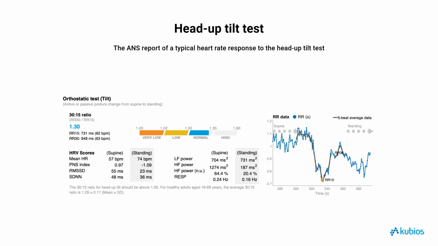In Kubios HRV software, the 30-15 ratio is presented using a 4-zone model based on reference values for healthy adults. A 30-15 ratio within the very low zone is considered abnormally low for healthy adults across all age groups. Younger adults, specifically those under 40 years of age, are expected to exhibit a 30-15 ratio within the normal or high zones.